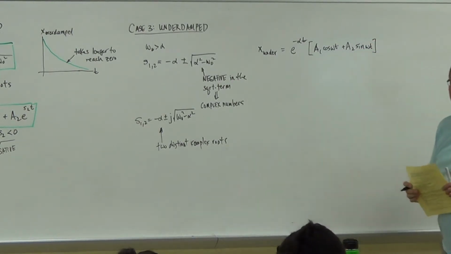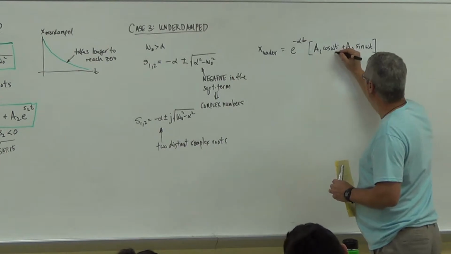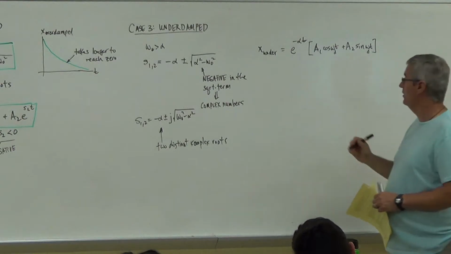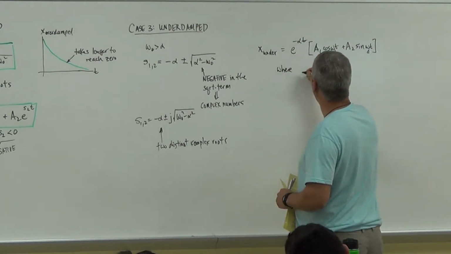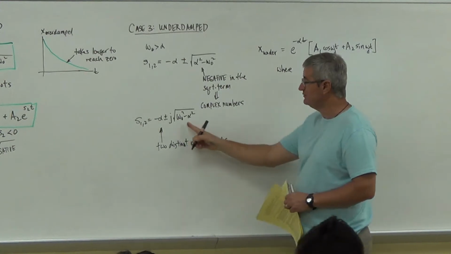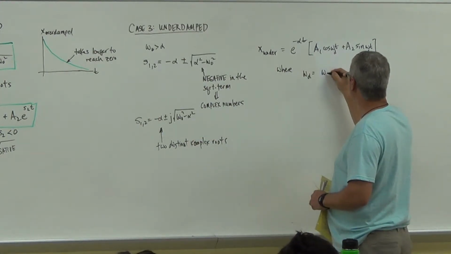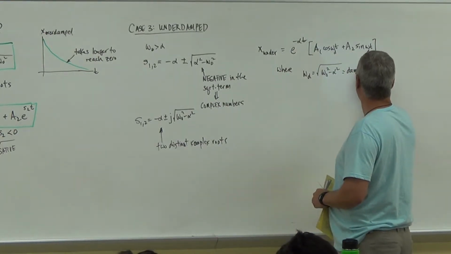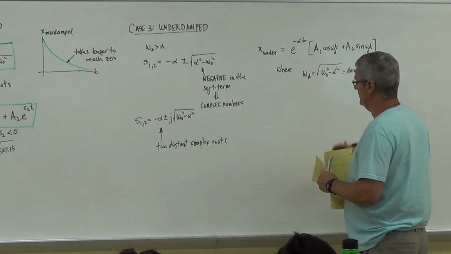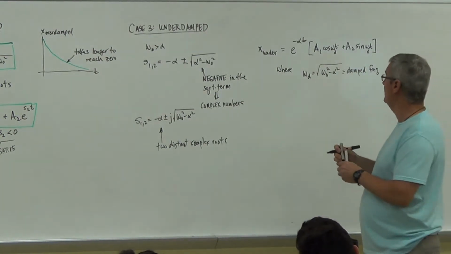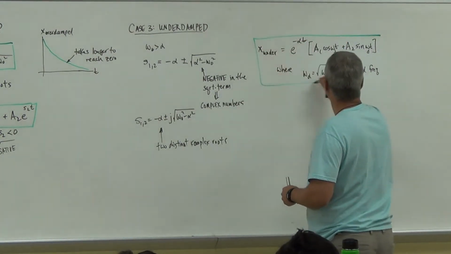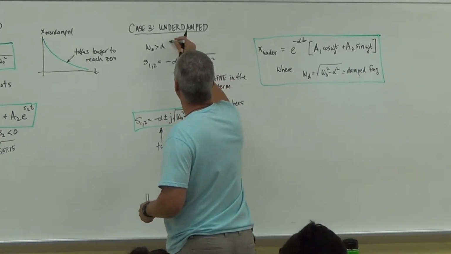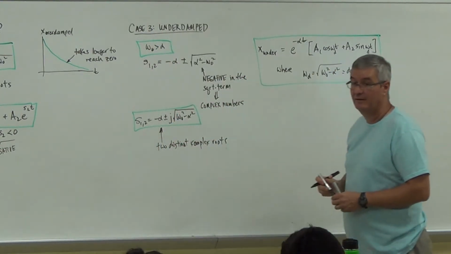Now there's something special about that. Typically, they put a little d on this one, where omega d, which we have to distinguish from omega naught, is equal to the square root of omega naught squared minus alpha squared. So this is the damped frequency. So what do I have? I have this solution right here, and I always get that when I choose that one.